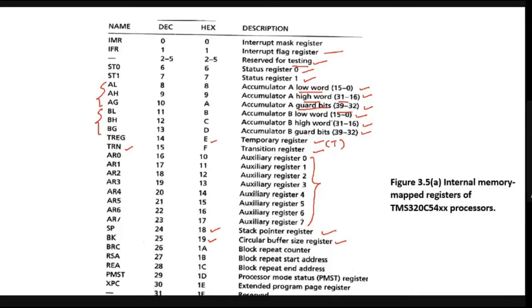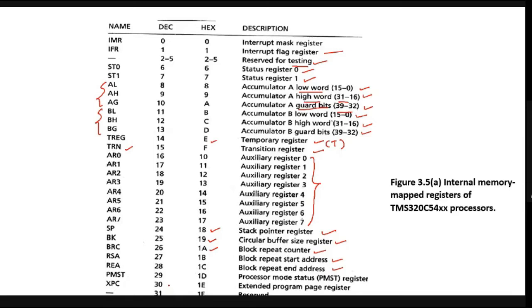And we have next the block repeat counter, which is used with the block repeat instruction set. The block repeat counter BRC has memory hexadecimal location 1AH, and RSA is also one of the memory mapped registers. This RSA is the block repeat start address. REA is called the block repeat end address. It shows the end address of the block repeat instructions.